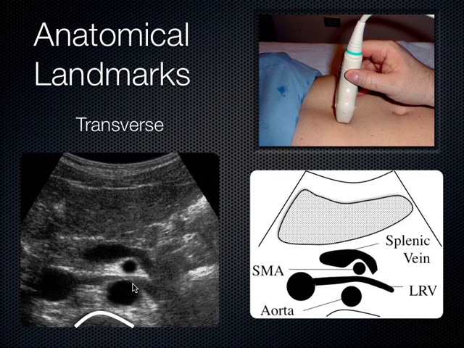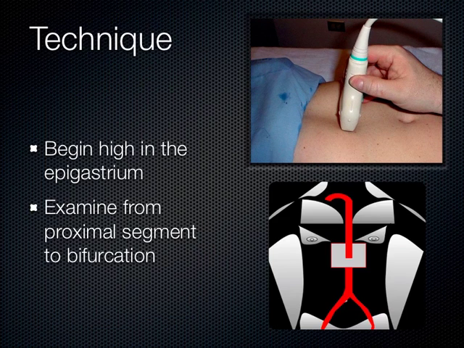The other thing is, what's getting nut cracked between the aorta and the SMA? What's this little blood vessel here that's trying to get into the IVC? That's the left renal vein. So the kidney's kind of off the screen. We don't see it here. But we do see the left renal vein get nut cracked between aorta and SMA. Cool? All right. So the way you do this is you start high up in the epigastrium with the indicator to the patient's right. And you're going to examine it.